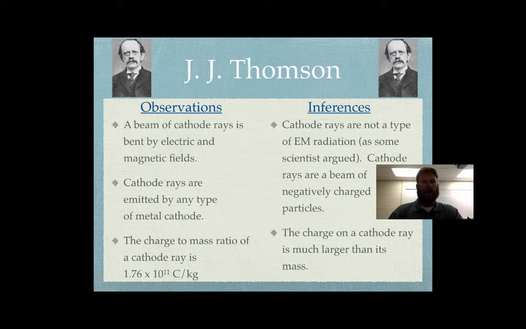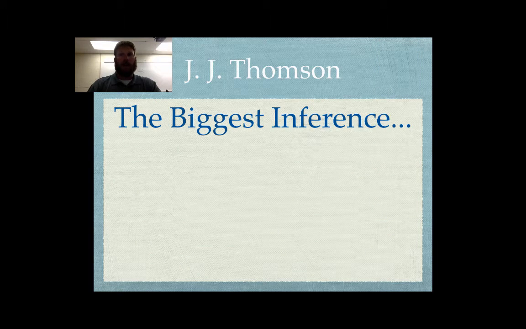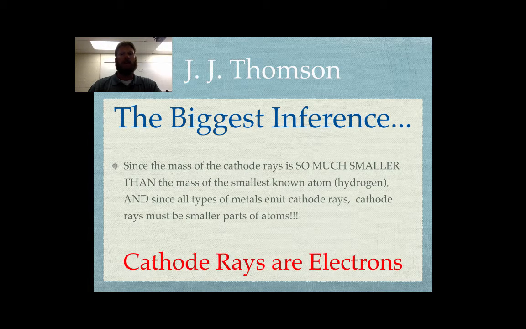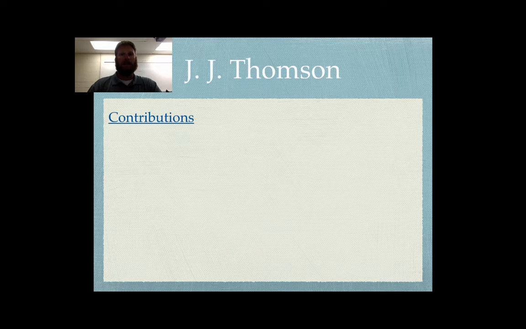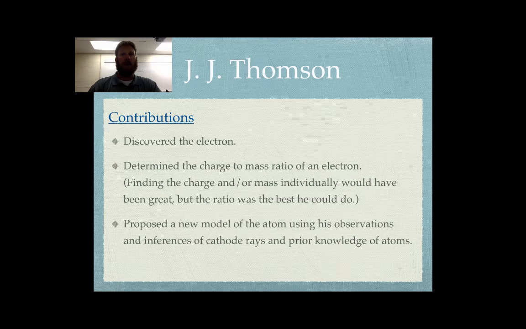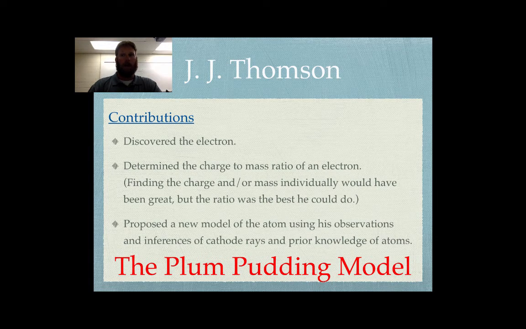The biggest inference Thomson made was that the mass of the cathode rays was so much smaller than the mass of the smallest known element. So cathode rays had to be parts of atoms. We know cathode rays as electrons. Thomson's contributions include the discovery of the electron, determining the charge-to-mass ratio of the electron, and developing a new atomic model, the plum pudding model.